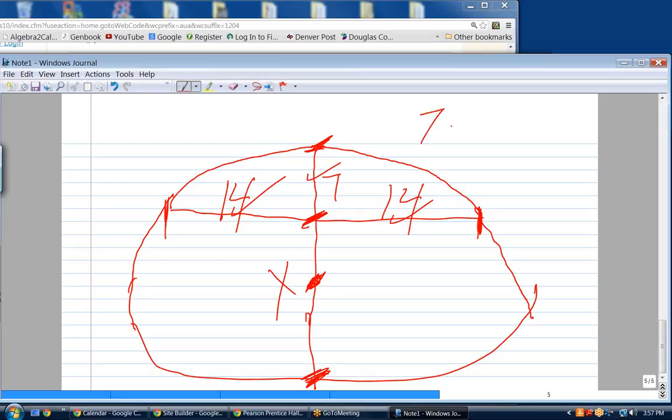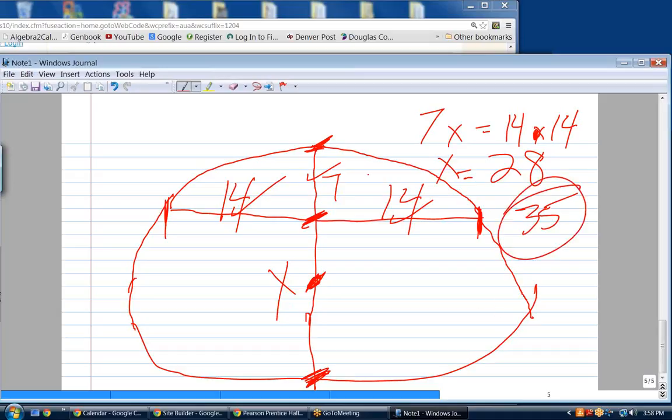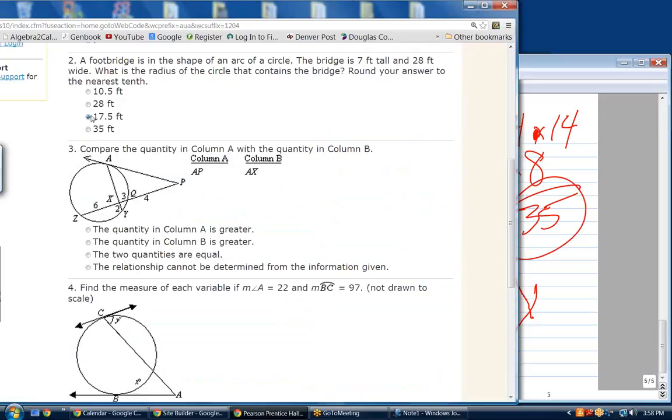So I can say 7 times x equals 14 times 14. Well, clearly x is 28. Okay. And if x is 28, that makes the full diameter of the circle 28 plus 7, which is 35. The radius is what they asked for, which is going to be half the diameter. 17.5. All right.